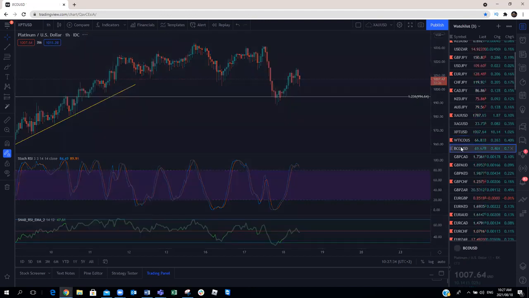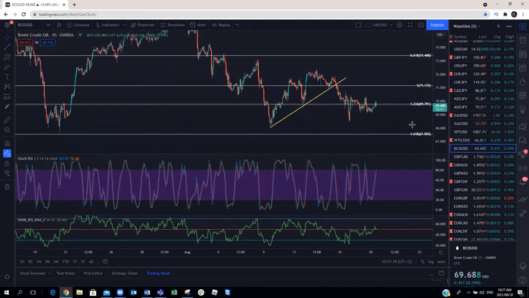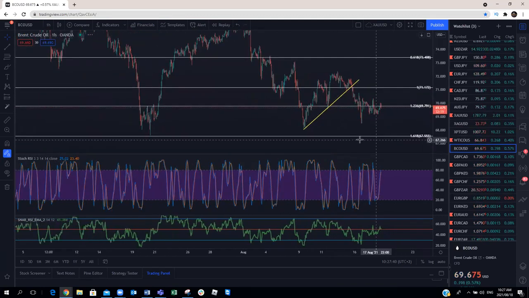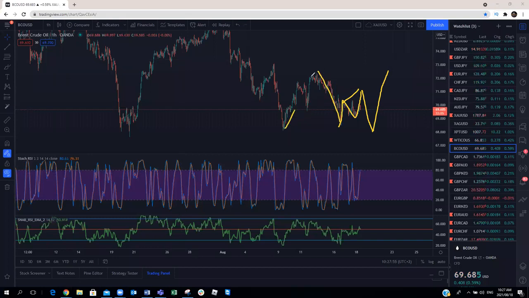Brent crude. 1, 2. We should see this one push to the upside here. We can get a move down here. Now, if you look at the whole structure on Brent crude, let's switch everything off. We can get this being a three-wave structure with 3 up, 3 down.